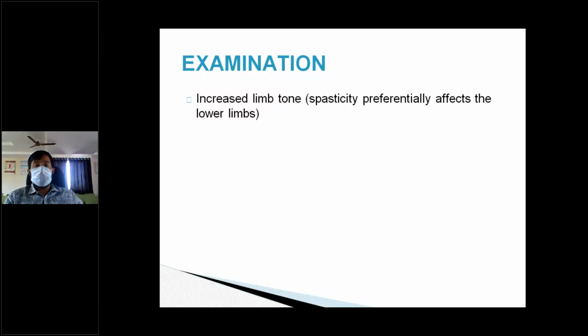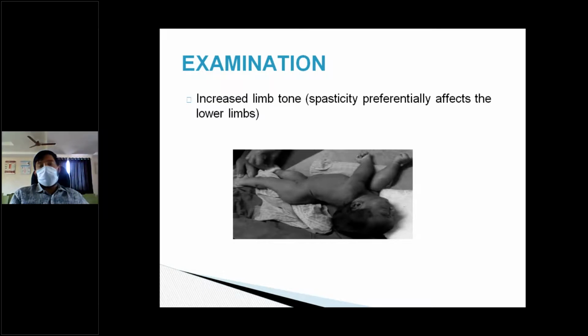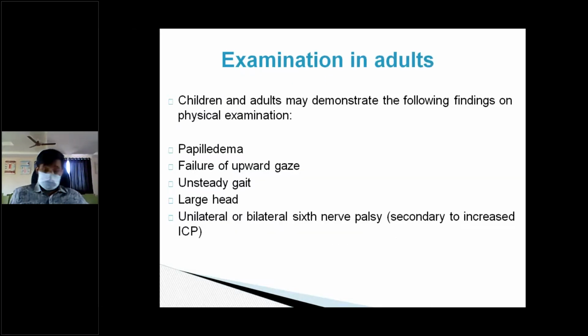So on examination, the patient will have increased limb tone. The spasticity preferentially affects the lower limbs. The upper limbs are affected, but the lower limbs are more affected than the upper limbs due to upper motor neuron palsy.